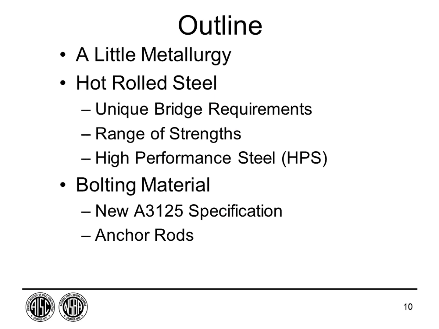I'll be talking today about a little bit of metallurgy. We're going to be talking about hot rolled steel and some unique requirements for bridges and something we call high performance steel. And I just want to point out that most of you maybe have had some design experience in steel, and the reason why we're doing something that's dealing with steels for bridges is there are special requirements for the bridge steel that are different than what's normally used in buildings. And so we're going to highlight those and some of the reasons behind those. And then we'll talk also about some changes in the bolting material specifications and anchor rods.